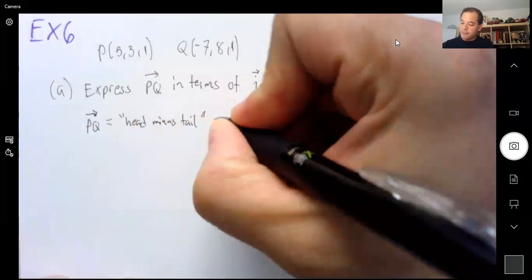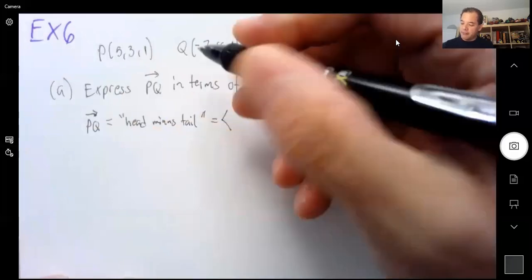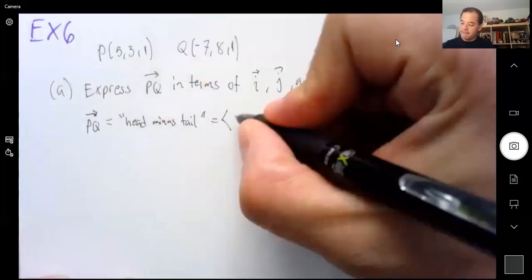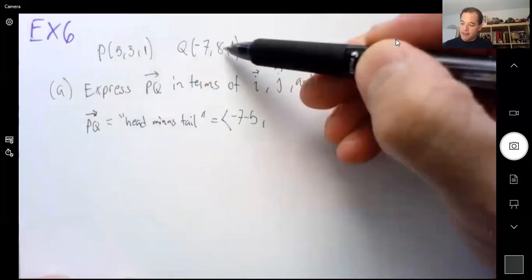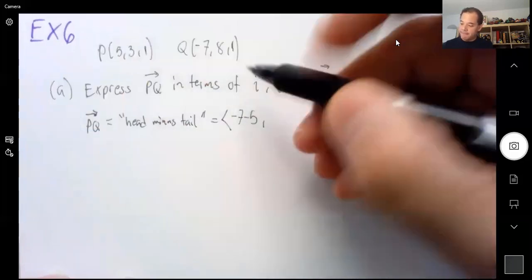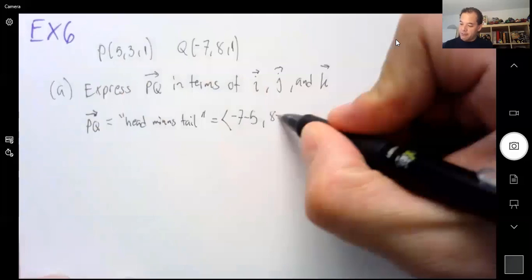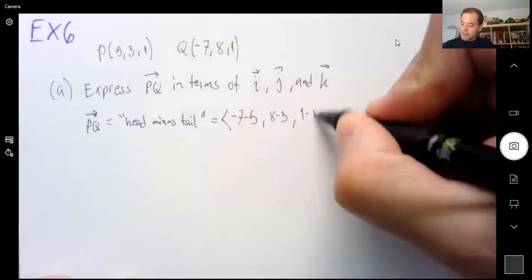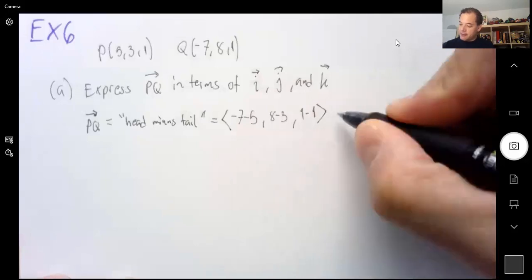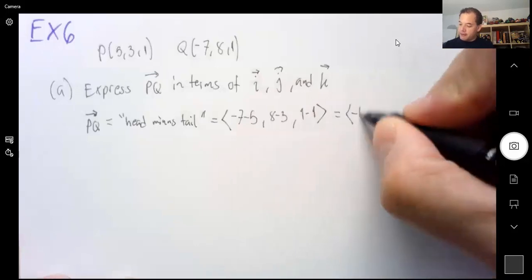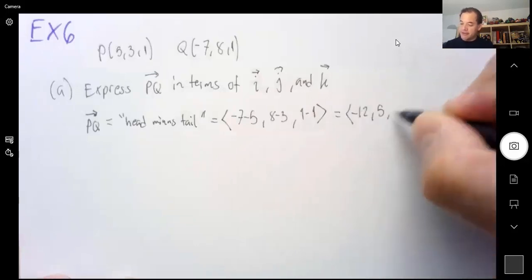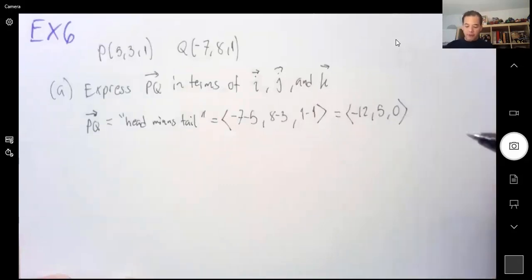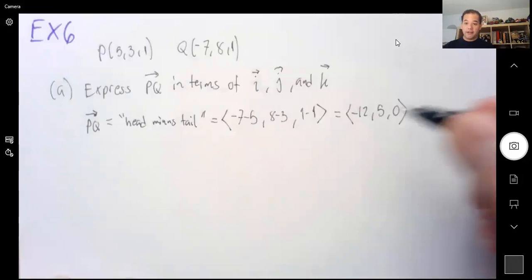So to get the position vector, it will be -7 minus 5, comma, 8 minus 3, comma, 1 minus 1. Right? So this is a vector -12, 5, 0. And then the point is that we can write this in the following way, right?